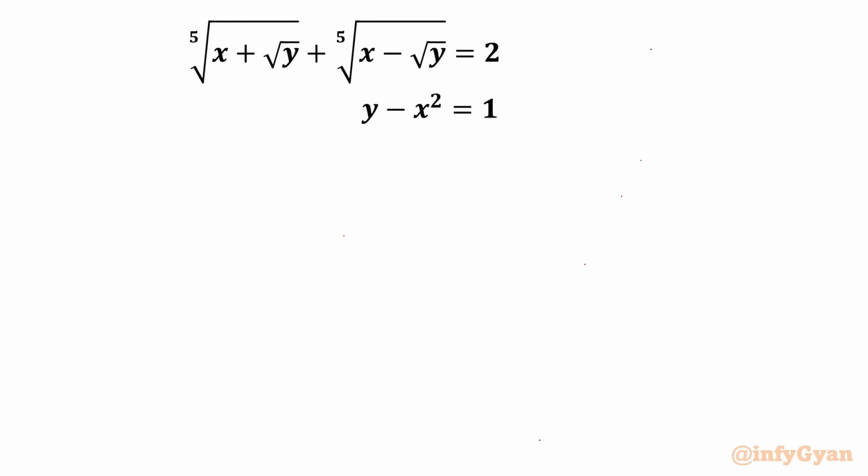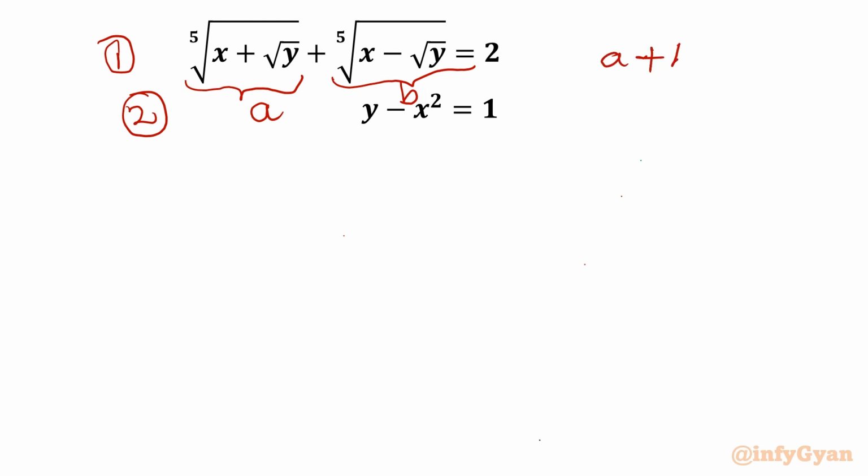So let's get started by writing equation numbers. This is 1 and this is equation number 2. Now I will write our substitution. First fifth root, I will consider A, and second fifth root, I will consider B. Let me frame the equation now. So the first equation will become A plus B equal to 2, and the second equation is as it is, y minus x square equal to 1.